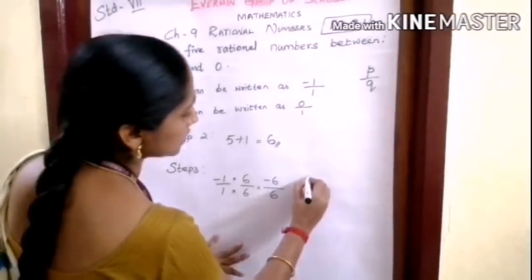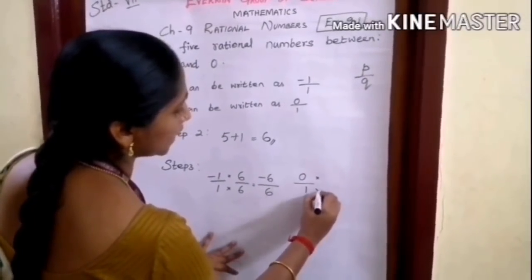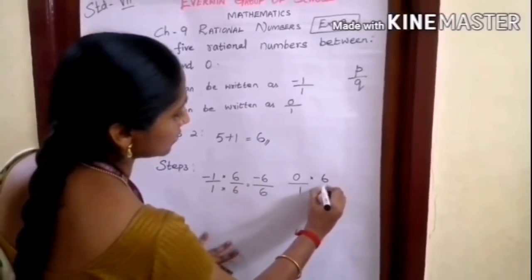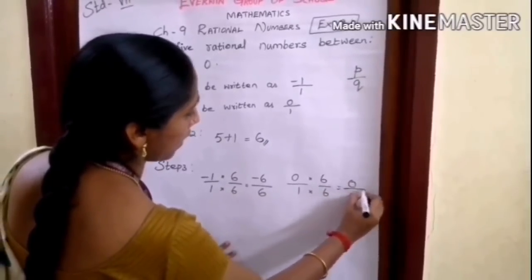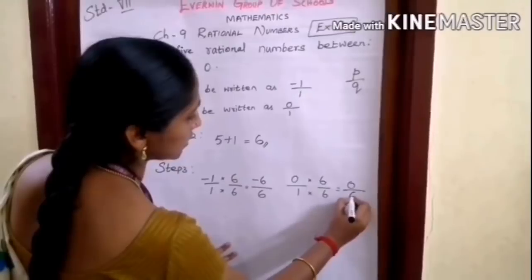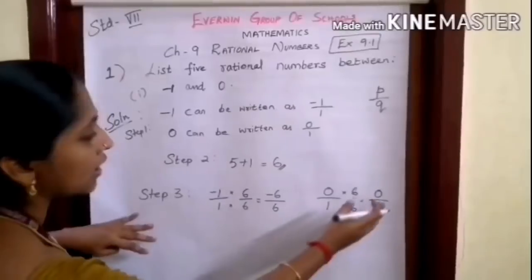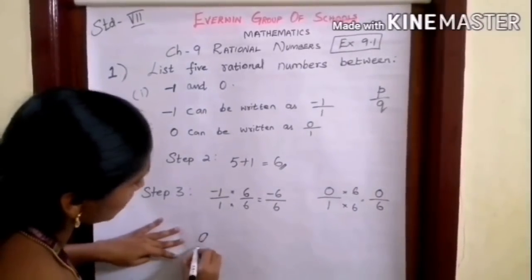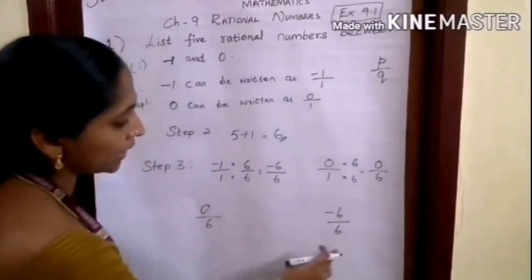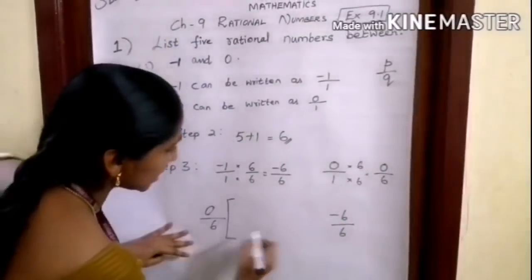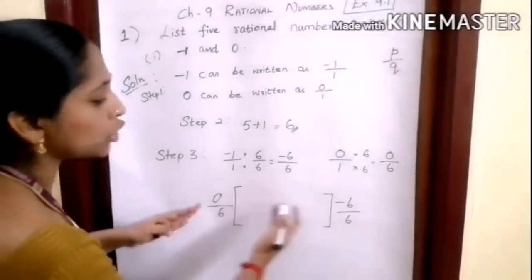Take the next number 0 by 1. Multiply numerator and denominator with this number 6. 0 into 6 is 0 by 1 into 6, 6. Write these rational numbers: 0 by 6 and minus 6 by 6. Now the denominators are same. So between 0 and minus 6 by 6, how many rational numbers are there? We are going to list them now.